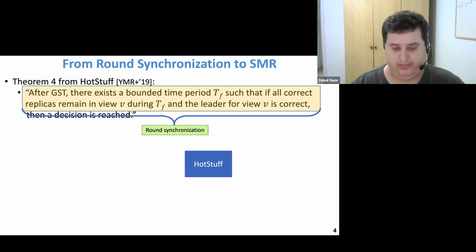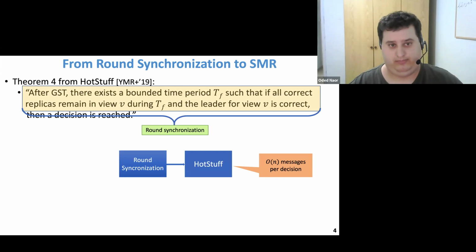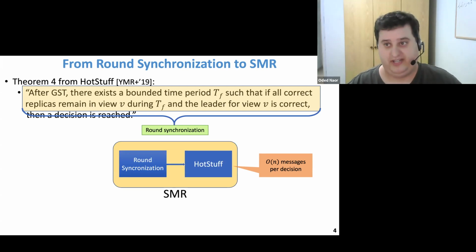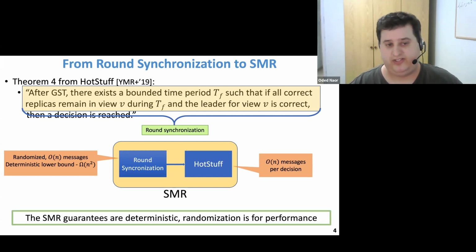So we know that HotStuff makes decisions with a linear message complexity per decision. You also know it needs round synchronization to get this result. So if we add a round synchronization module to HotStuff, we get a complete Byzantine SMR solution. Like I said, HotStuff makes decisions with linear message complexity. Round synchronization is actually the bottleneck. And we give an algorithm that solves round synchronization with expected linear message complexity, since we use randomization. Again, we use randomization to circumvent the deterministic lower bound, which is quadratic. But it's still important to note the SMR guarantees are still deterministic. The solution is not probabilistic. We only use randomization to improve its performance.